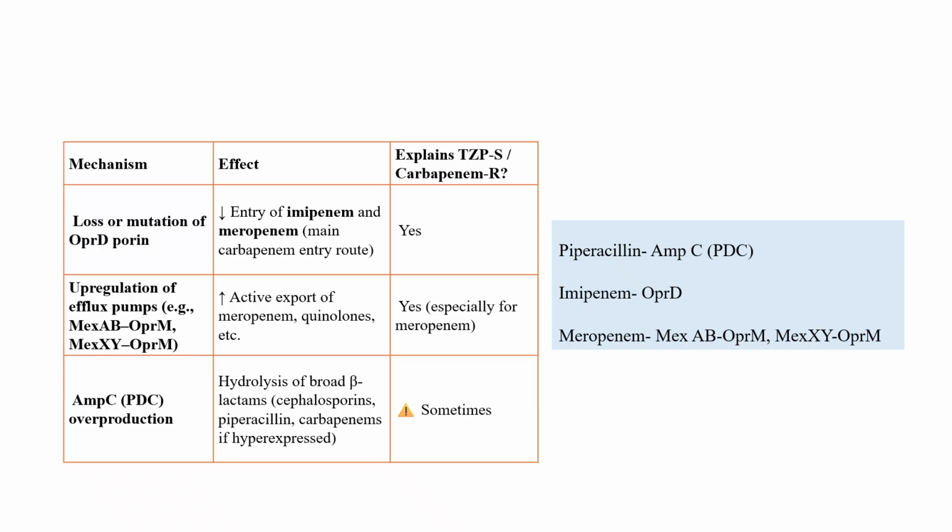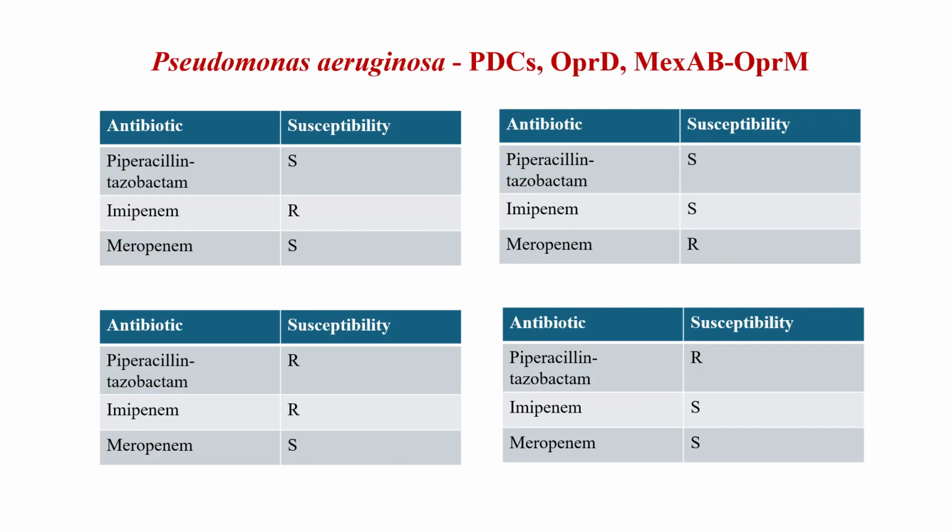Among the carbapenems, meropenem is very prone to efflux pumps. We call it MexAB-OprM in Pseudomonas. So efflux pumps are one of the reasons for selective resistance to meropenem. So loss of porin channels is causing imipenem resistance, efflux pumps are causing meropenem resistance, and PDCs are causing resistance to beta lactam beta lactamase inhibitors, right? So you can see these four types of cultures in Pseudomonas.